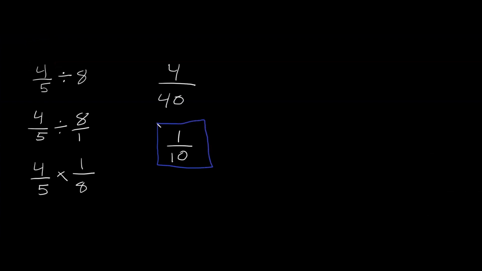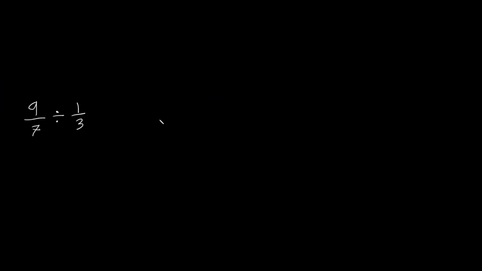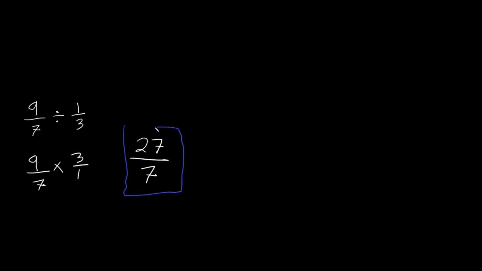our answer. Moving on, we have 9 over 7 divided by 1/3. So we keep, change, flip: keep the first fraction the same, change this to multiplication, and then flip our second fraction. That will be 3 over 1 now, and multiply. This will give us 9 times 3 is 27. 27 over 7, and these do not share any common factors, so this is our answer.